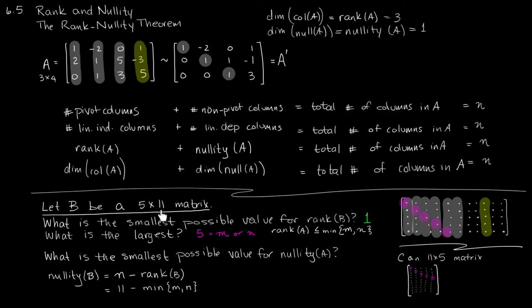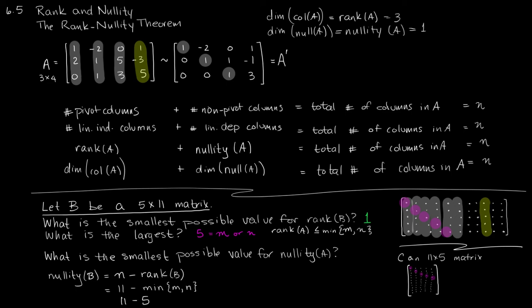But in the case of the matrix we're actually given, a 5 by 11 matrix, this number is going to be 5. Since the rank is less than or equal to either 5 or 11, whichever is smallest, then that's what this value is here. It's the minimum of those two values. So that number here is going to be 5. Let me just go ahead and write that in. So it's going to be 11 minus 5.